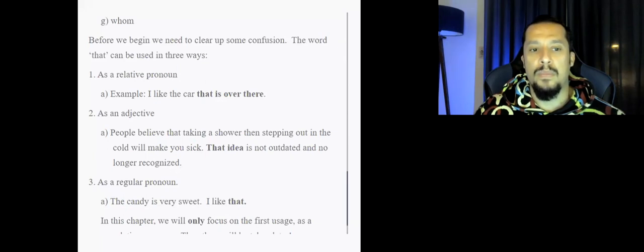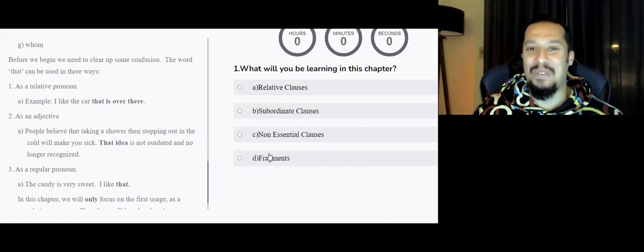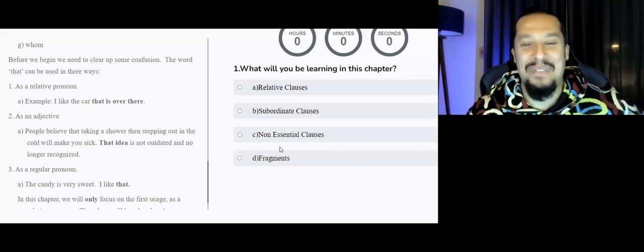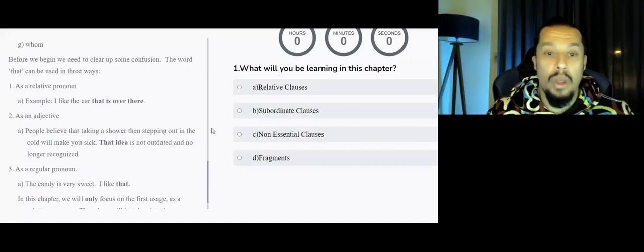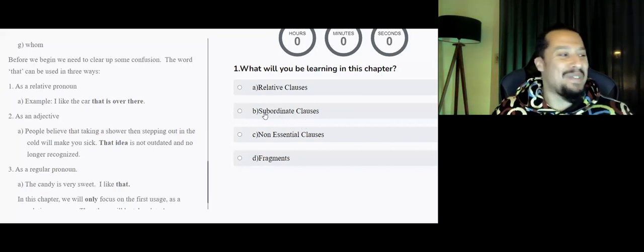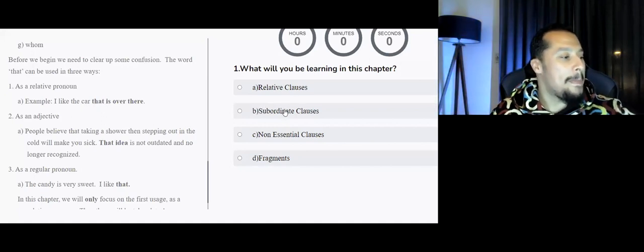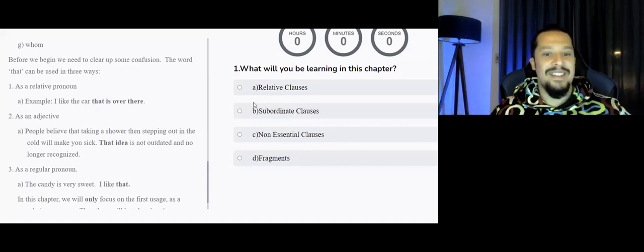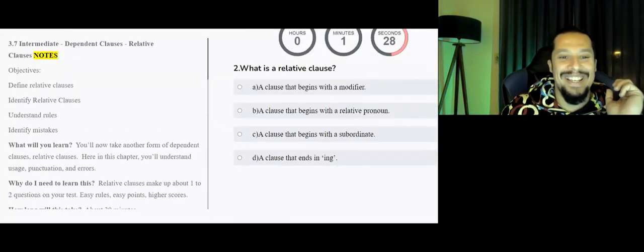So, a question. What will you be learning in this chapter? Relative clauses, subordinate clauses, non-essential clauses, or fragments? Yes, it's important to know what we are learning. Some students sit and wonder what we are taking. Right? You know this. Right, Renat and Farida, good job, guys. Where's my broskies, Eugene? Right, yeah, we're learning the relative clause. Good, you're focused with me.